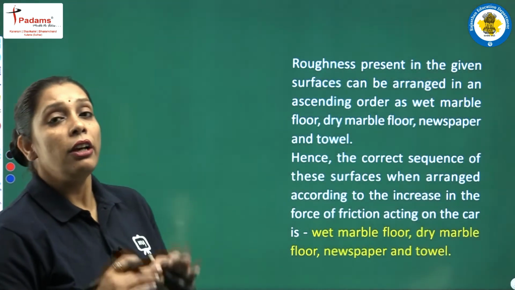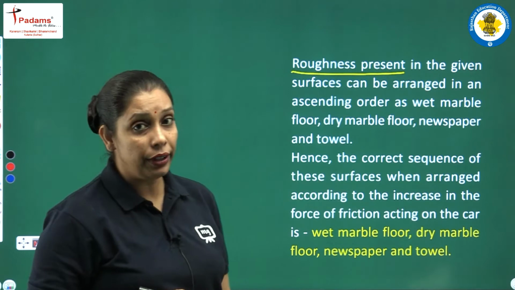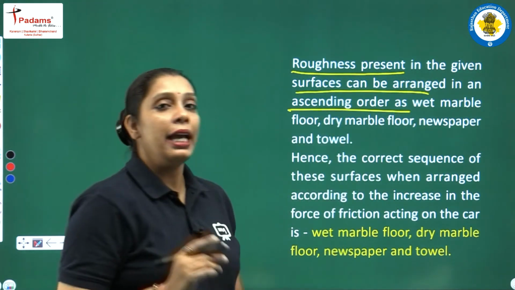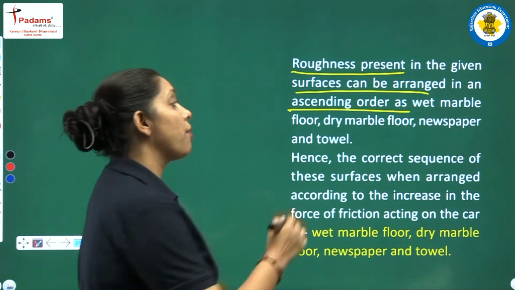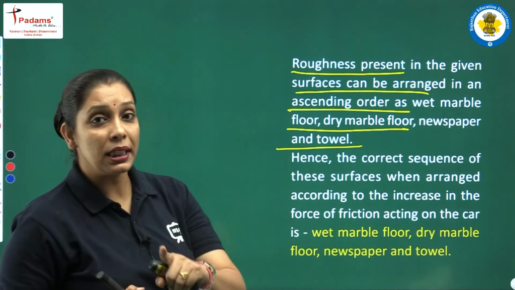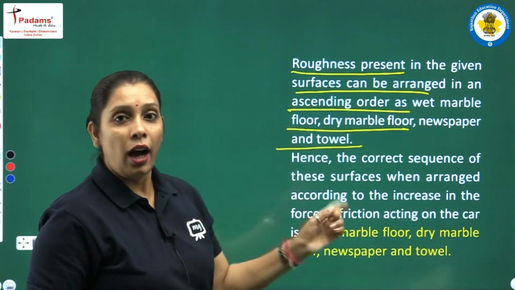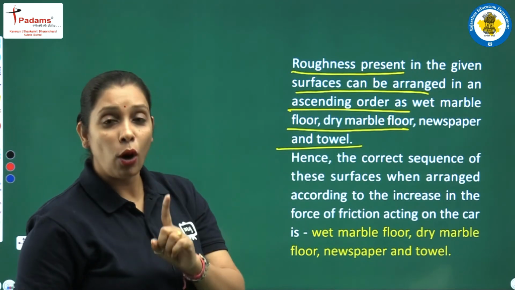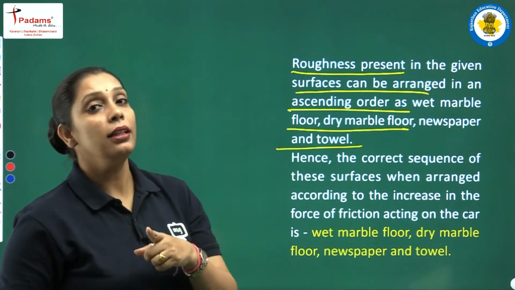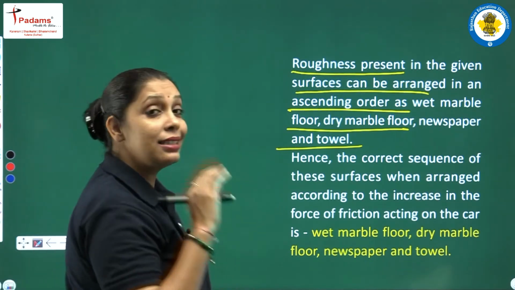Students, further we can say that roughness present in the given surfaces can be arranged in ascending order as wet, then dry, then newspaper and then towel. Where is it least? We have to arrange in increasing order. Least is wet. After that dry. After that newspaper. And after that towel. So this is the increasing order, ascending order.